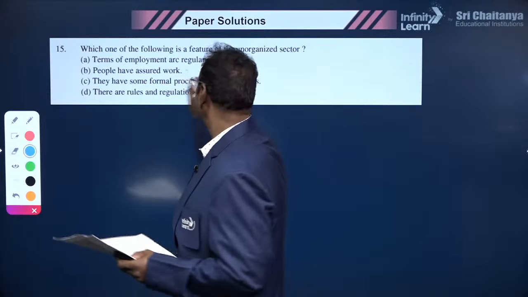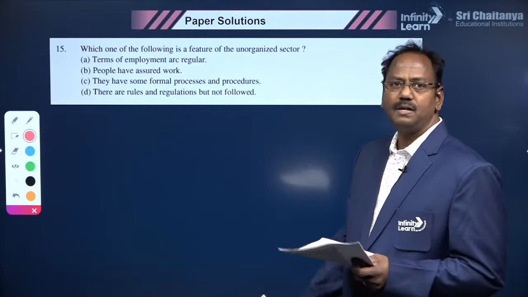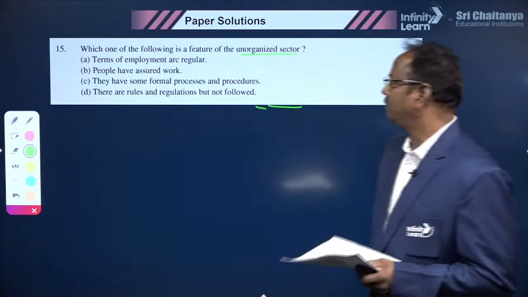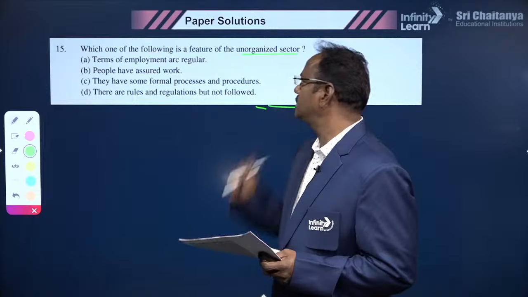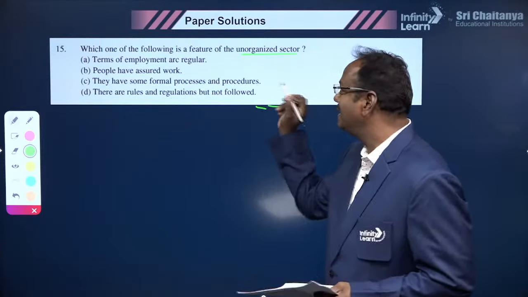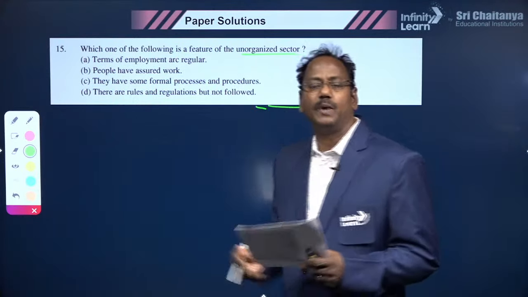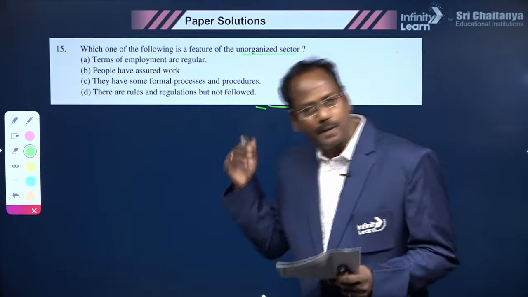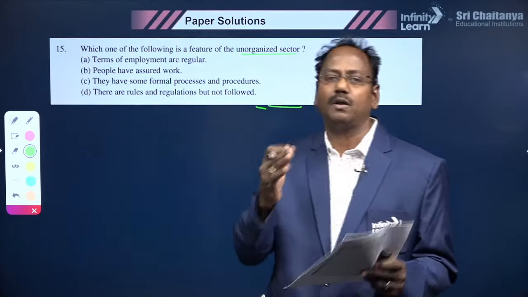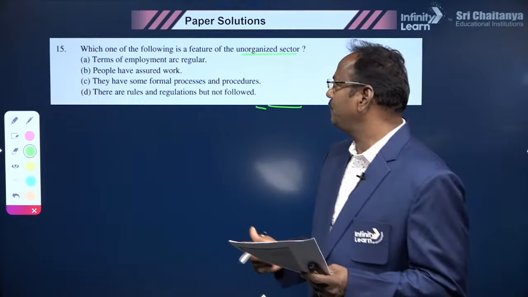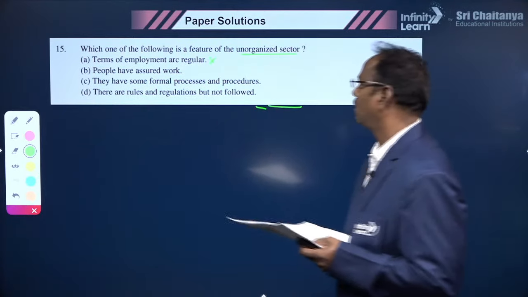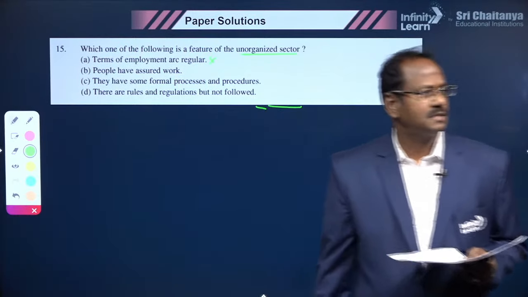When you talk about the unorganized sector of the Indian economy, the first option says terms of employment are regular. Terms of employment are not regular; they are very irregular. Understand? There is no permanent employment like an appointment letter, the timings are not accurate, and many other features are not regular. That is the reason terms of employment are regular is a wrong option for the unorganized sector.